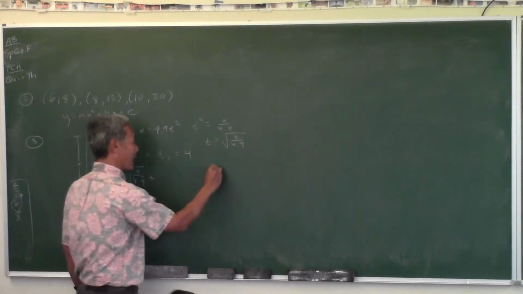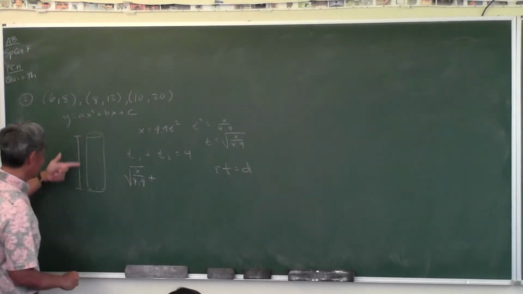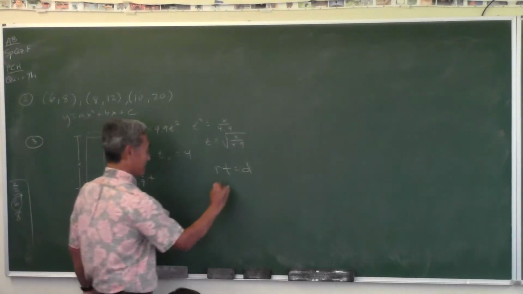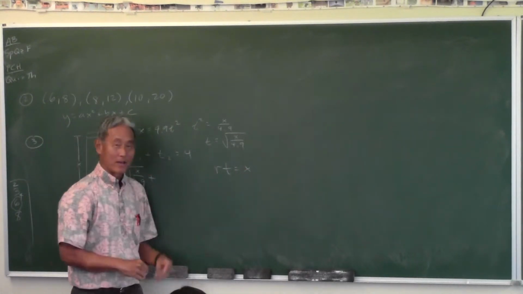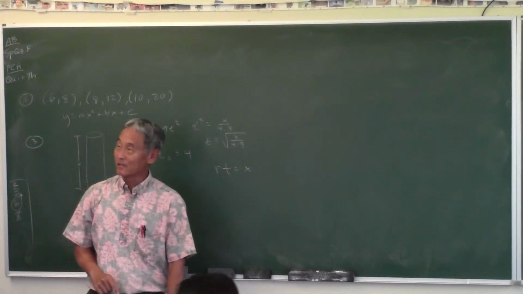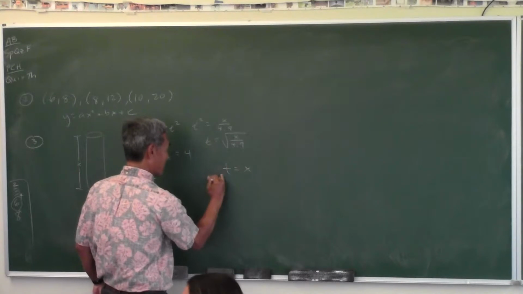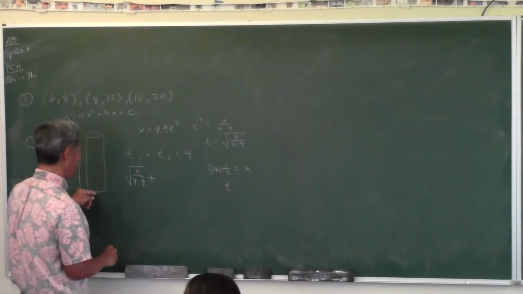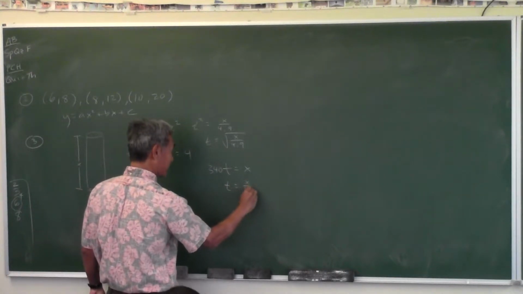Rate times time equals distance. What is the distance? X. X, thank you. Maybe we should have called it V, yeah? Do we know the rate at which sound travels? Yeah, it's right there. Sound travels at 340 meters per second, so the rate is 340. Therefore, the time it takes the sound to travel up is X over 340.